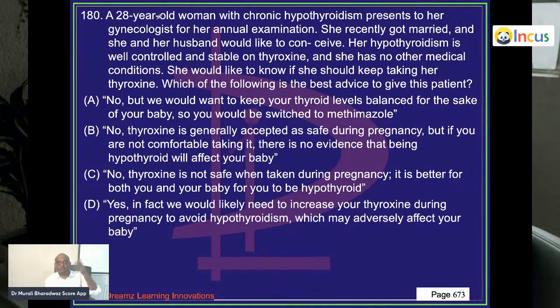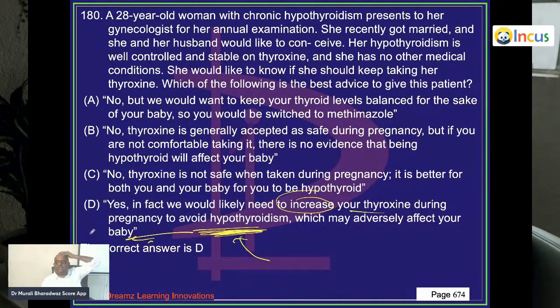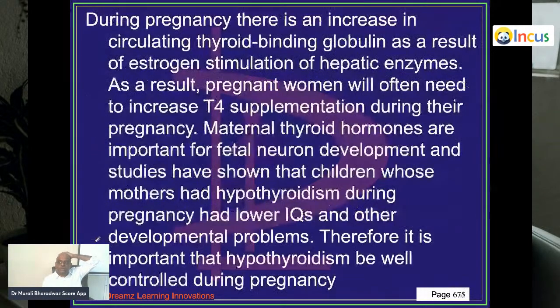28-year-old woman with chronic hypothyroidism. She recently got married. She and her husband don't want to conceive. Her hypothyroidism is well controlled, and she would like to know if she should keep taking her thyroxine. What is your advice? Pregnancy itself can predispose to precipitation of hypothyroidism, which can affect the baby. So that is the reason we want to increase your thyroxine during your pregnancy. That is what you need to tell.